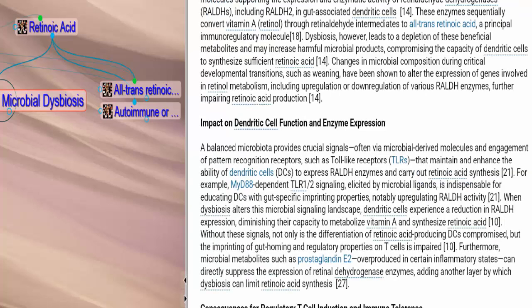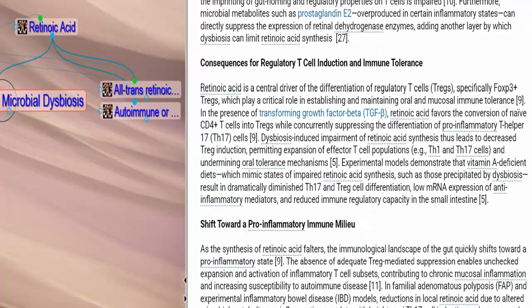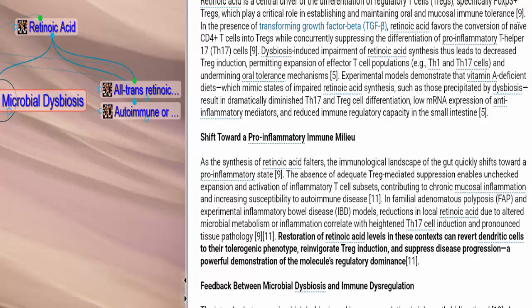A balanced microbiota provides crucial signals, often through microbial-derived molecules and engagement of those pattern recognition receptors, such as toll-like receptors, that maintain and enhance the ability of dendritic cells to express the necessary enzymes to carry out retinoic acid synthesis. Of course, the consequences, well, we know retinoic acid is the central driver of the differentiation of Tregs, especially the ones that play a critical role in establishing and maintaining oral and mucosal immune tolerance.